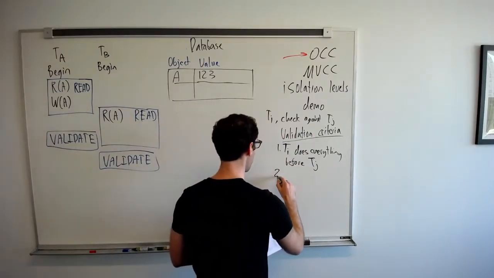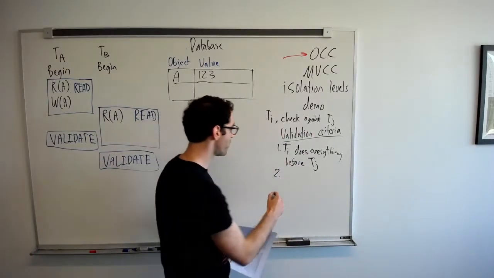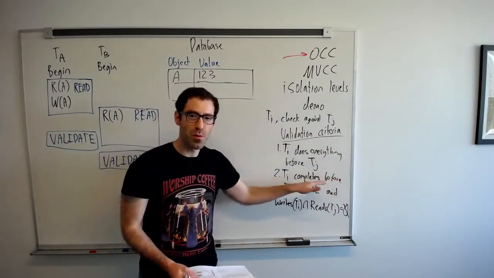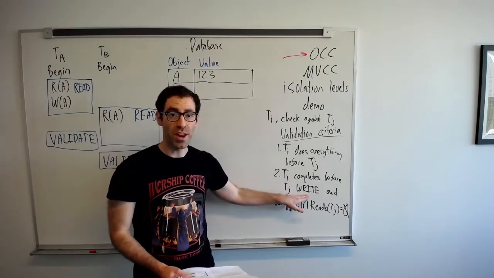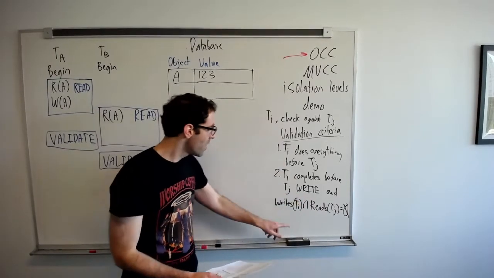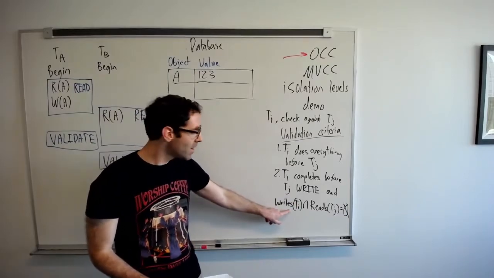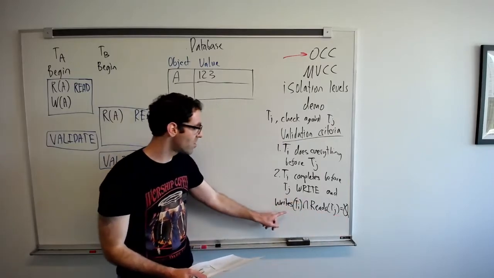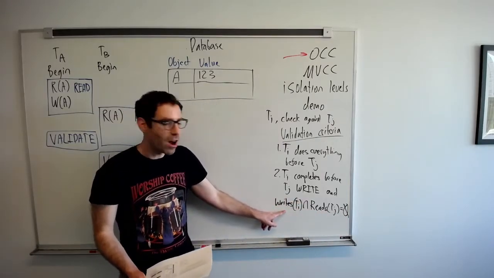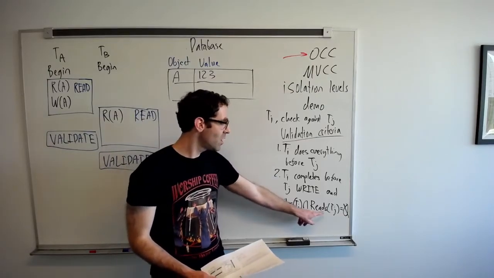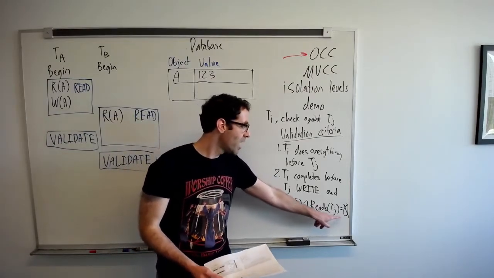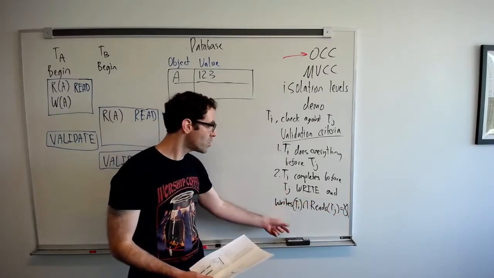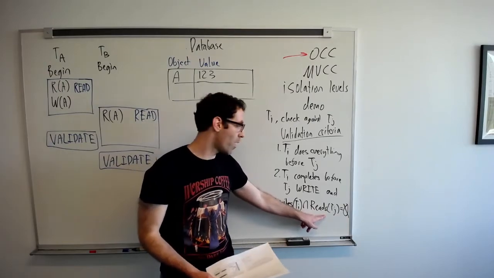So a more interesting case is our second case, when Ti completes before Tj gets to its write phase, and it's the case that Ti did not write to anything that Tj read. And I've written that out here as the write set of Ti, intersection, the read set of Tj, is the empty set. So there's no overlap between what Ti wrote to and what Tj read from.